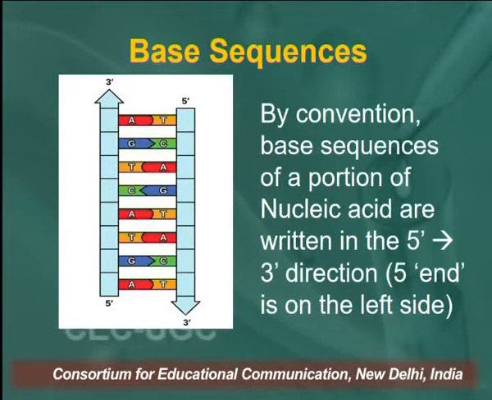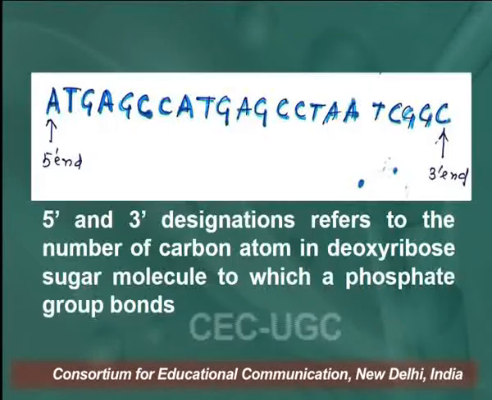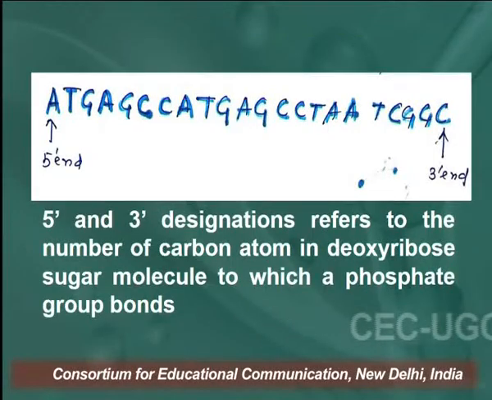Now what is the base sequence? Learners, by convention, a base sequence is a portion of nucleic acid which is written in the 5' to 3' direction. 5' represents the carbon atom which has a CH2PO4 group. Similarly, 3' is also a carbon atom of the other nucleotide. So the 5' end is on the left side and the 3' end is on the right side, always. So this is a base sequence.